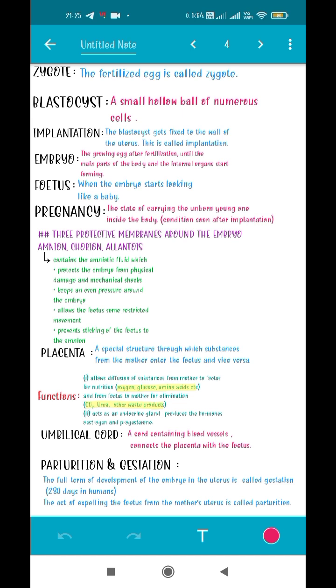Also, the placenta has another important activity. It also acts like an endocrine gland. So which hormones does it secrete? It secretes estrogen and progesterone. The female hormones are also secreted by the placenta during the time of pregnancy.